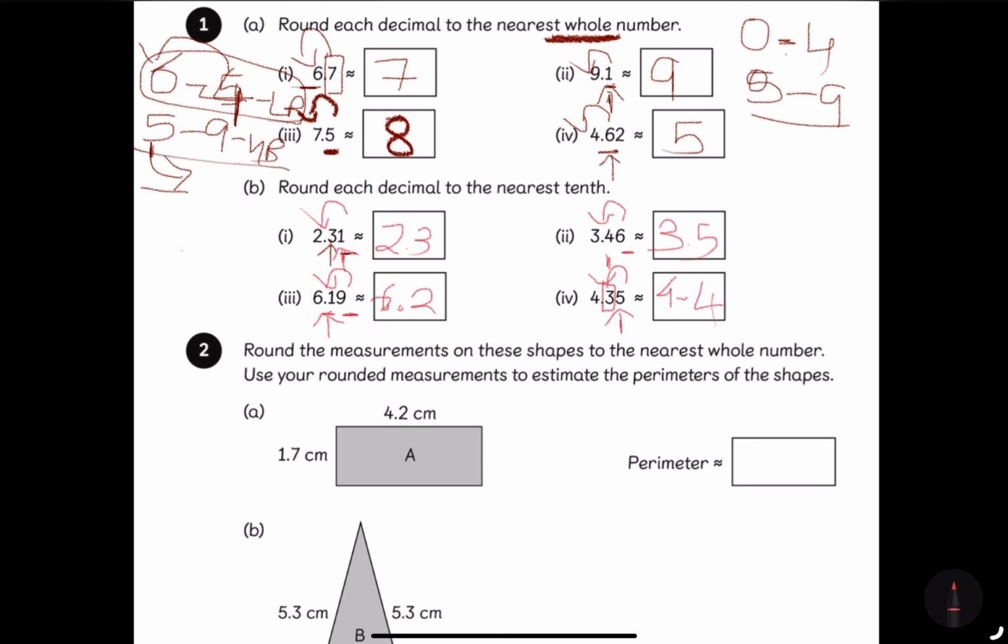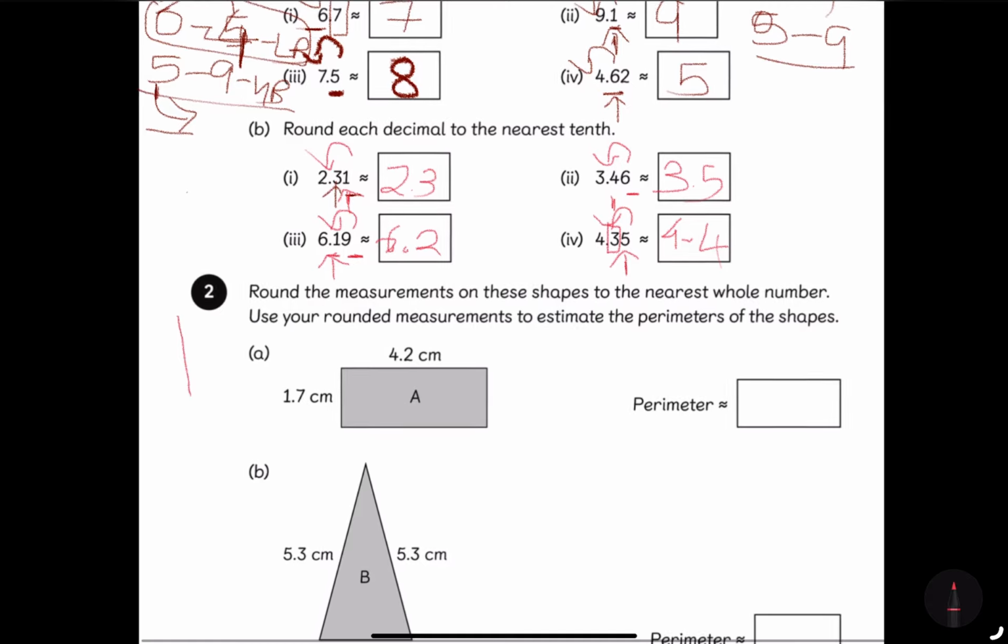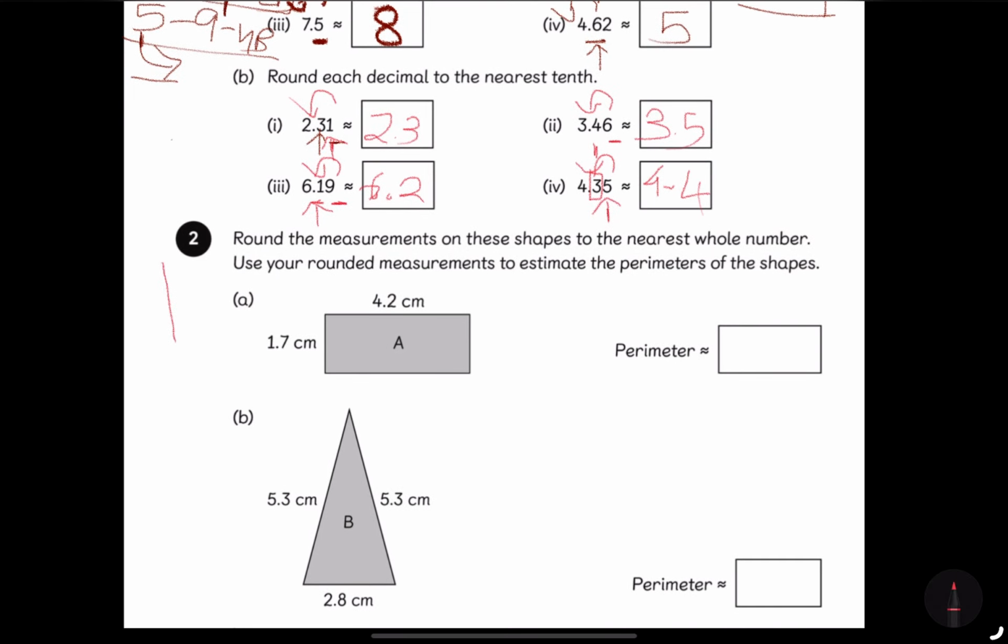The next question says, round the measurements on these shapes to the nearest whole number. Use your rounded measurements to estimate the perimeters of the shapes. Now we know that my rectangle has opposite sides equal. We know the property of the rectangle, opposite sides are equal. Therefore, this will also be 4.2 centimeters and this will be 1.7 centimeters. Now, use your rounded measurements to estimate the perimeter of the shape.